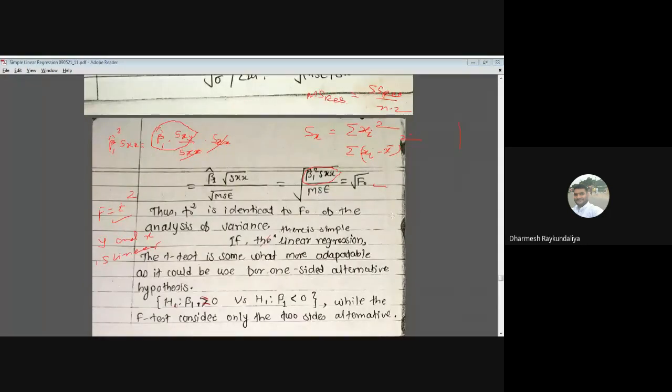कैसे रिजेक्ट करते हैं? तो आप कहते हैं कि absolute value of t0 exceeds t alpha by 2, n minus 2 degrees of freedom, reject H naught, otherwise accept H naught.